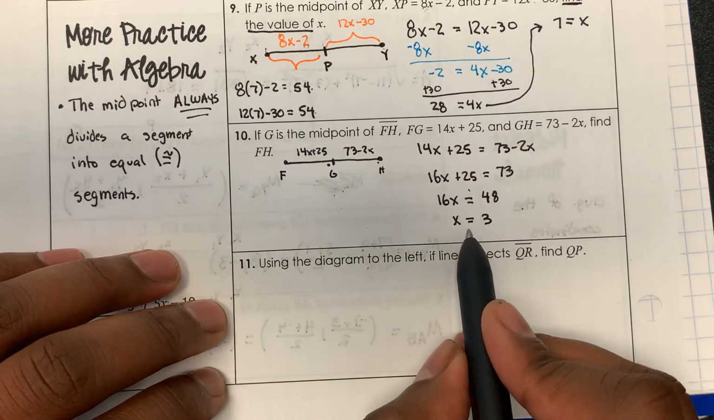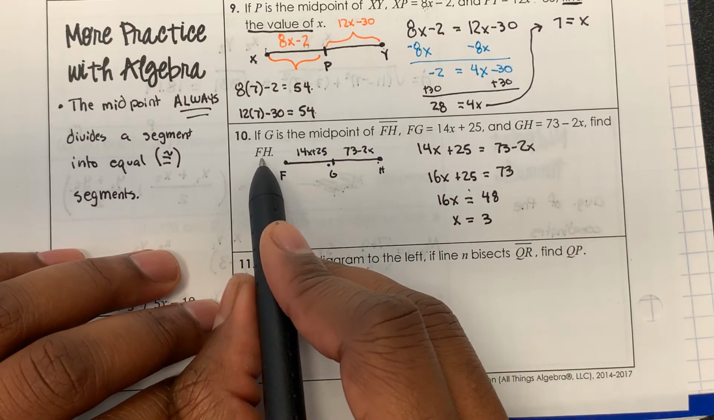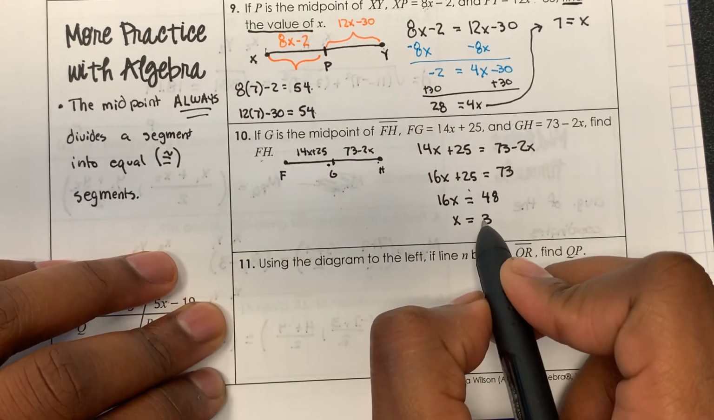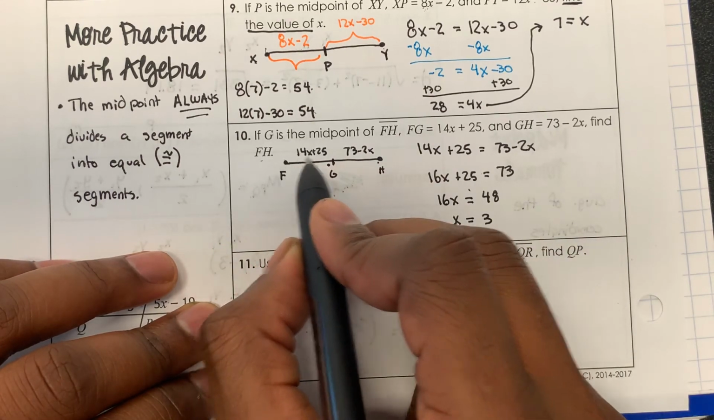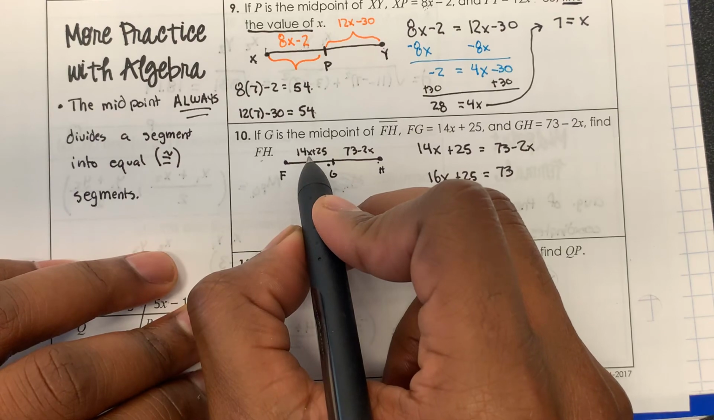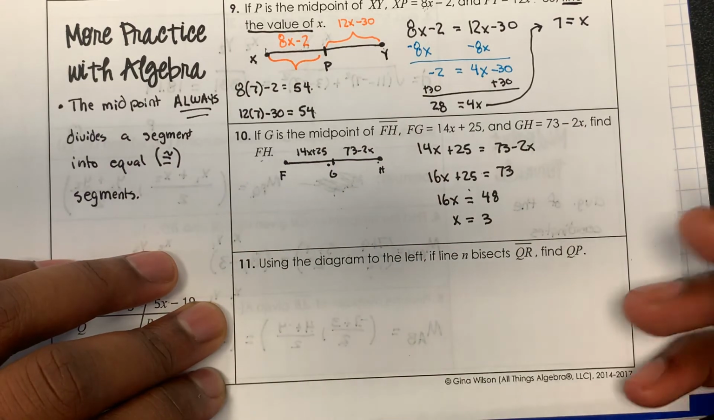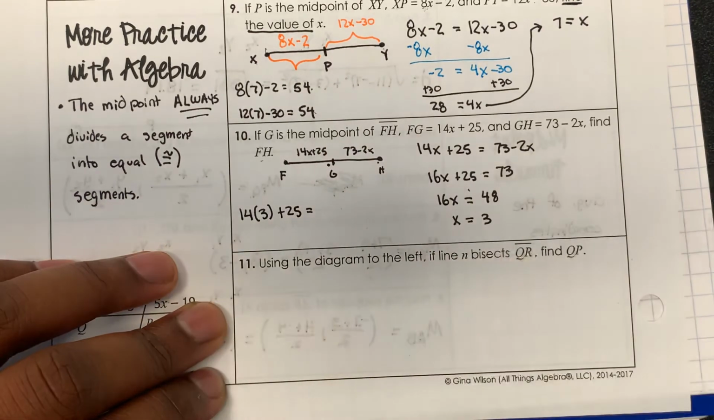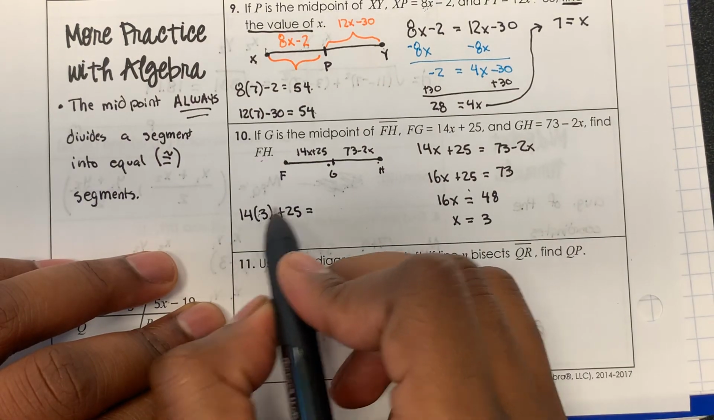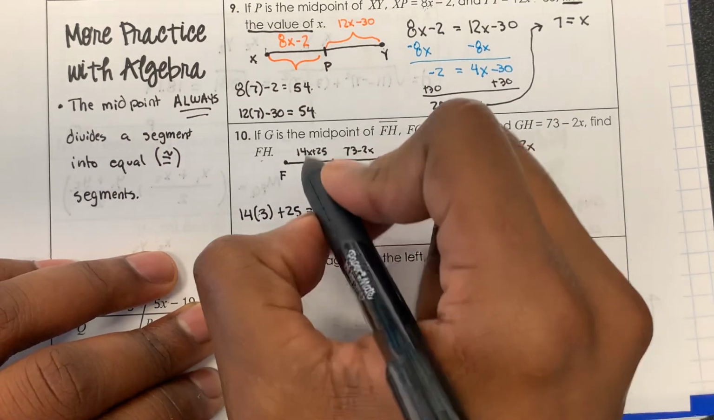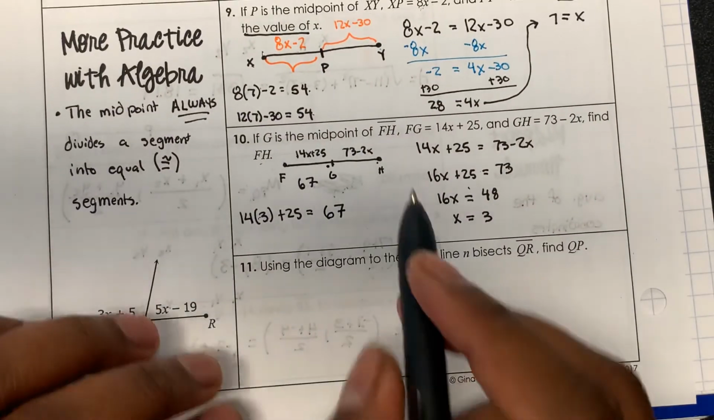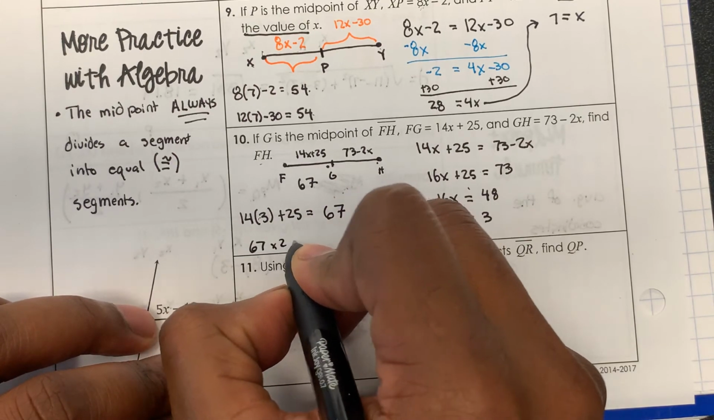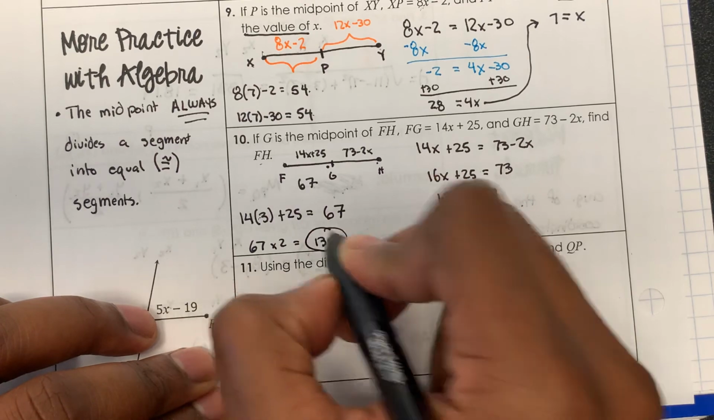So now this isn't the final answer. It says find FH. So FH without the bar over it is the length of the line segment FH. So if x equals 3, to find the length of the entire segment, we want to substitute in 3 for x and then maybe double that value. So 14 times 3 plus 25 is, 14 times 3 is 42 plus 25 is 67. So this line segment is 67, and since it is half the length of the line segment, 67 times 2, which is 134, is the length of FH.